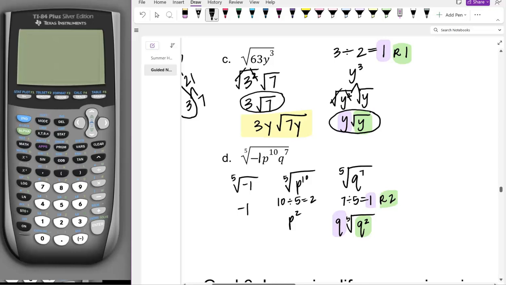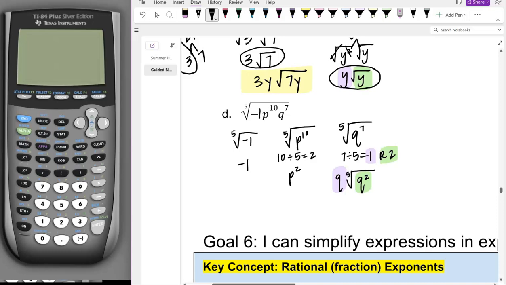And one thing to correct here is that this is still a fifth root, not a square root. So make sure you keep that fifth root on there. Now let's put this all together. We have -1 p squared q on the outside of the root. So we'll just put negative p squared q. And then under the fifth root, we have q squared. That would be your final answer for problem D.